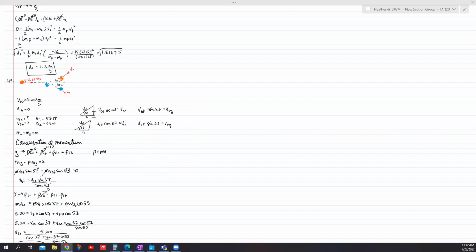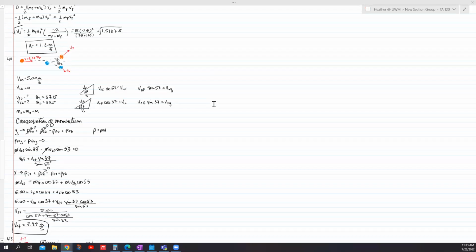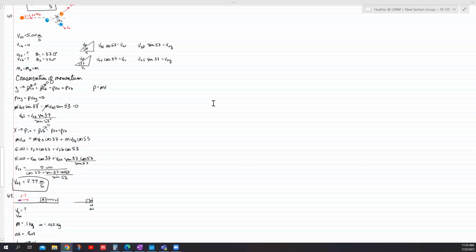We're going to draw our triangles, and we're going to come up with the final velocity of blue times cosine 53 equals the x component of the final velocity of blue. Final velocity of blue sine 53 equals the y component of the velocity of the blue. We're going to do the same thing for the orange. We're just going to insert 37 instead of 53.